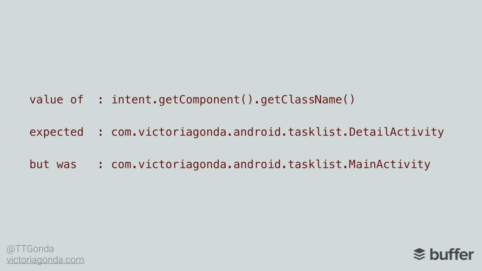I mentioned how nice the error messages are, so let's take a look at a couple. This is one for if the component class is incorrectly main activity instead of detail activity. It clearly states the value that's being tested, the intent class name, what was expected, detail activity, and what the actual result was, main activity.